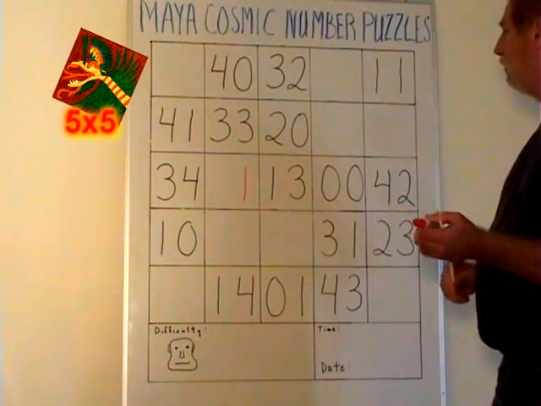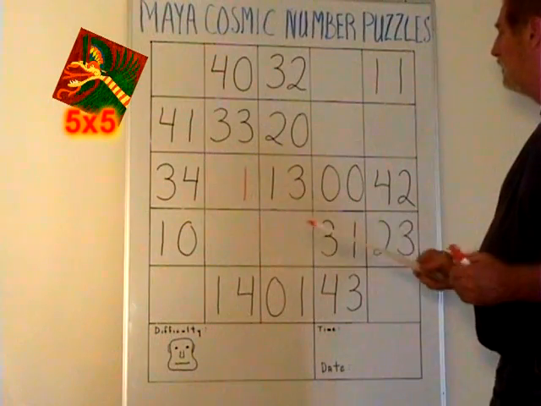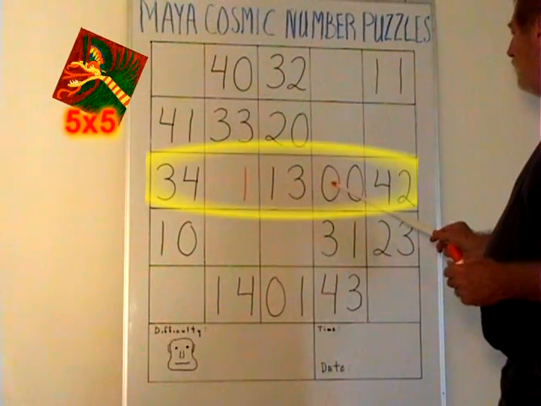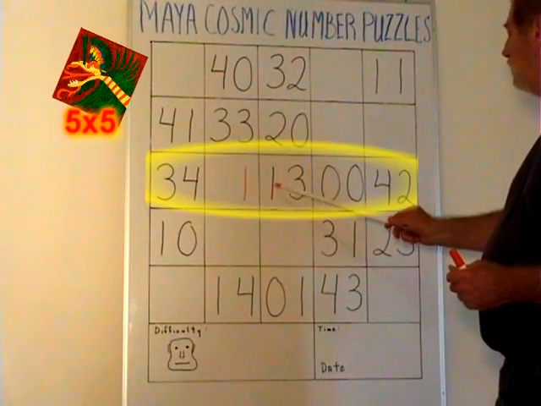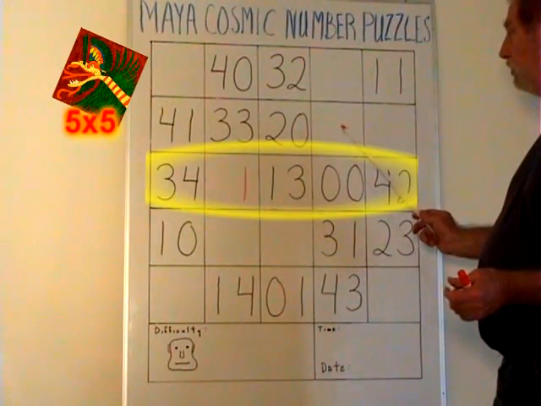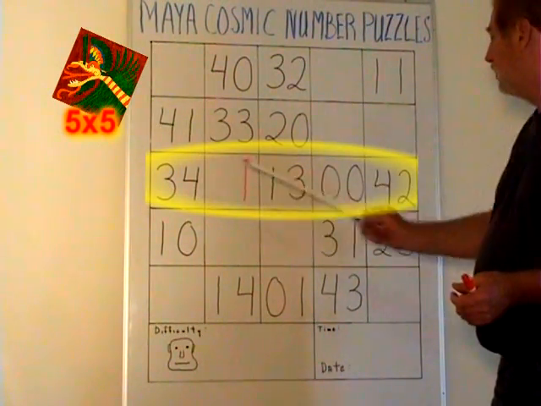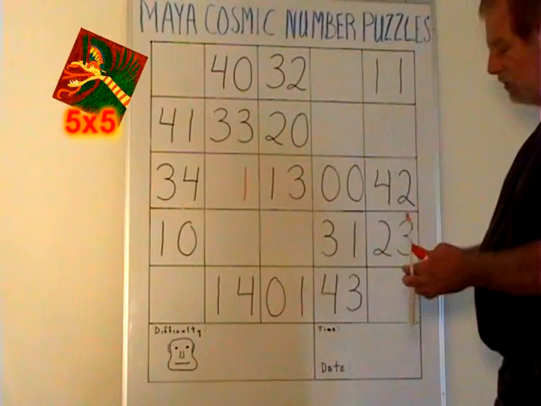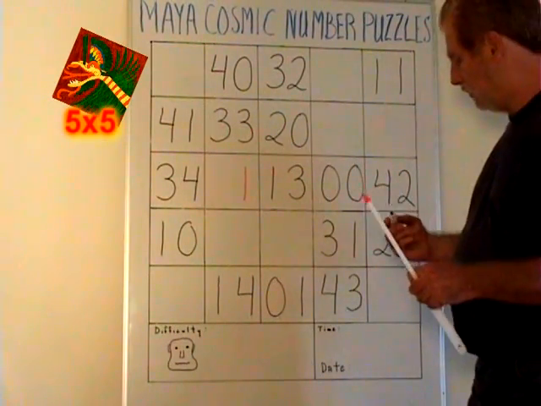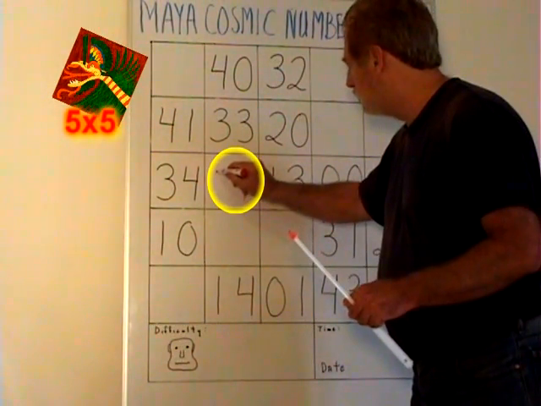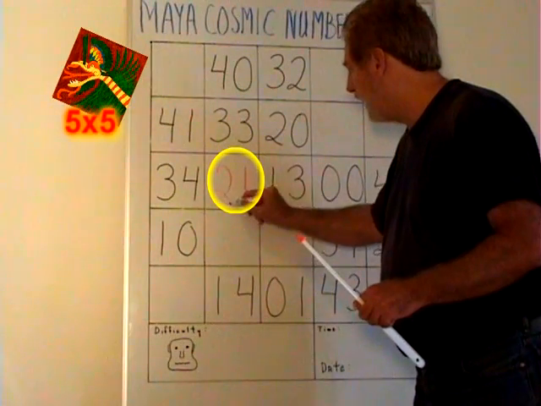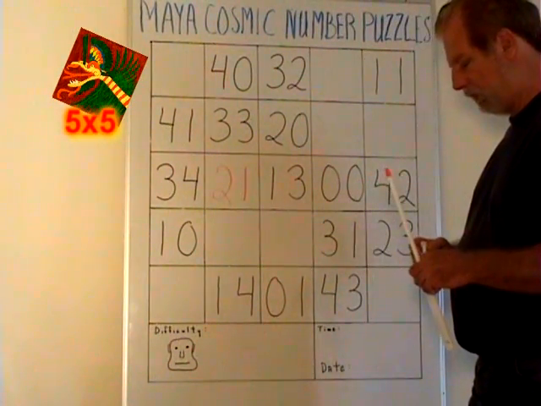Then, for the number on the left side, there is a 0, there's a 1, there's no 2, there's a 3, and there's a 4. So I would put in the number 2 here, and that would solve the numbers for that row.